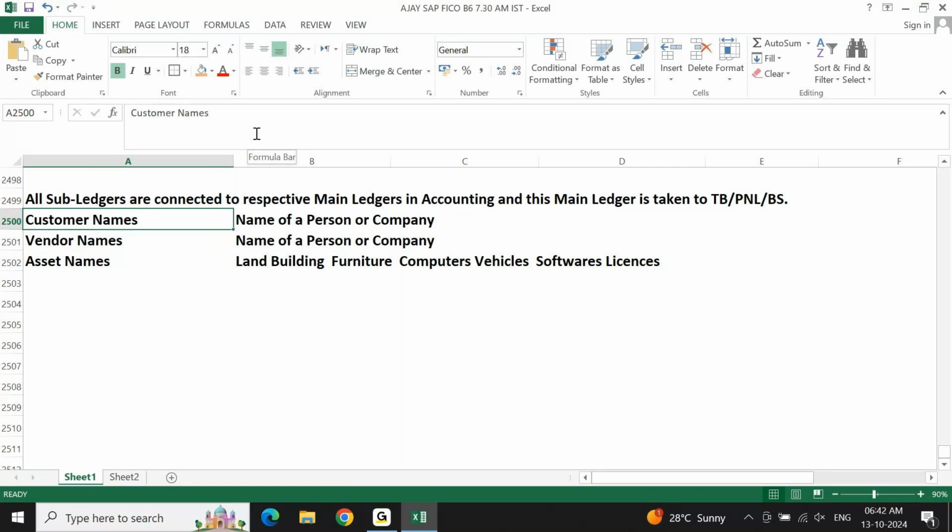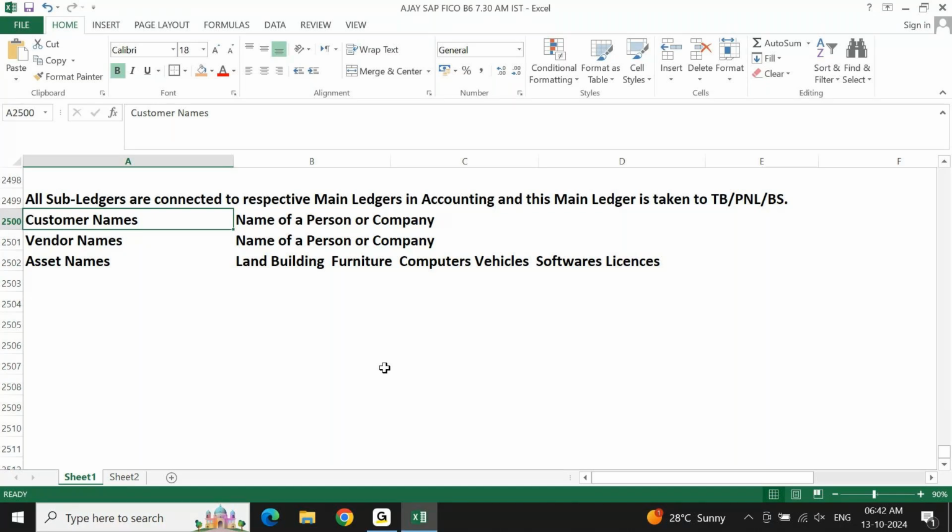Am I correct? Customer account means at customer account level you need to record the transaction. Customer account means customer level. Customer means either a person or an organization, nothing beyond that. Vendor means vendor level you need to record a transaction. Again, vendor is a person, vendor is an organization.